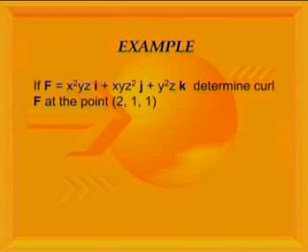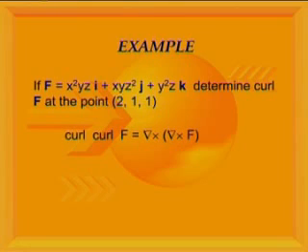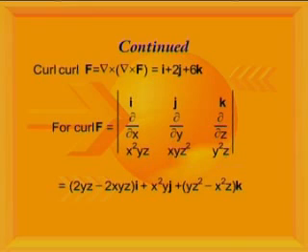Let us do that example. We have a vector function f that is x square yz i plus xyz square j plus y square z k, and we find the curl of this. We write the determinant as you know, and expand this determinant, getting the result 2yz minus 2xyz as the ith component, plus x square y as the jth component, and yz square minus x square z as the kth component.